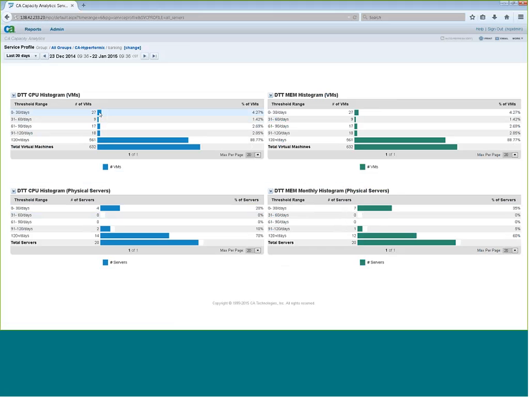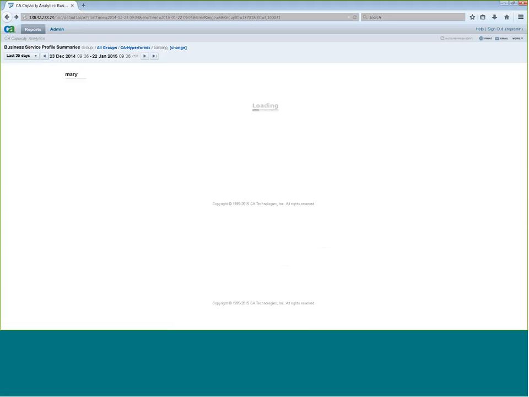So these are telling me within what threshold range and how many systems. The majority of the systems are in 120 plus days based upon their trend. So this goes back to those regression analytics we were referring to that are part of the Capacity Command Center 2.7 release. I'm going to come back to my service profile.